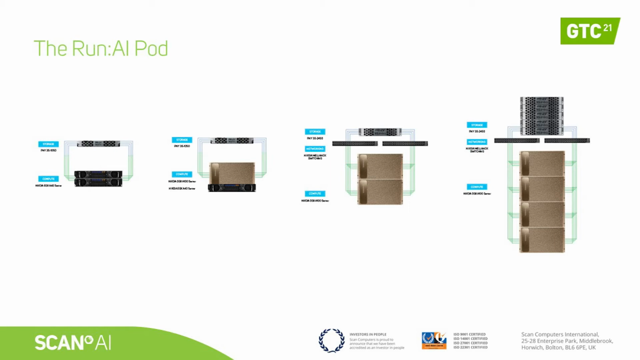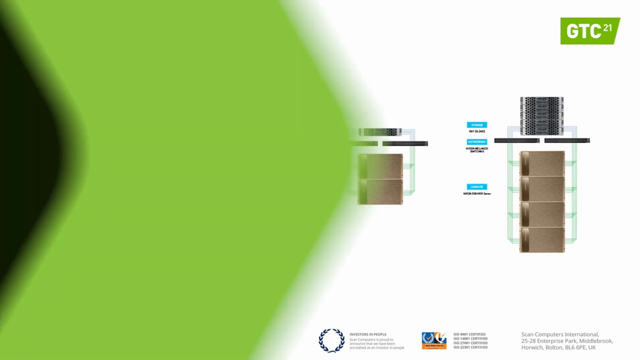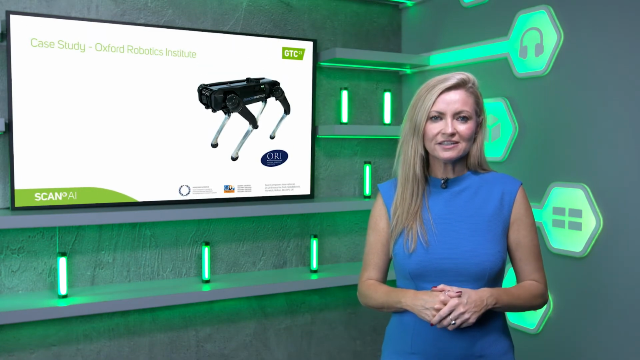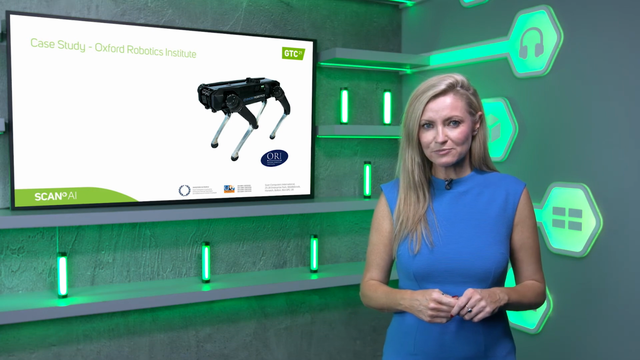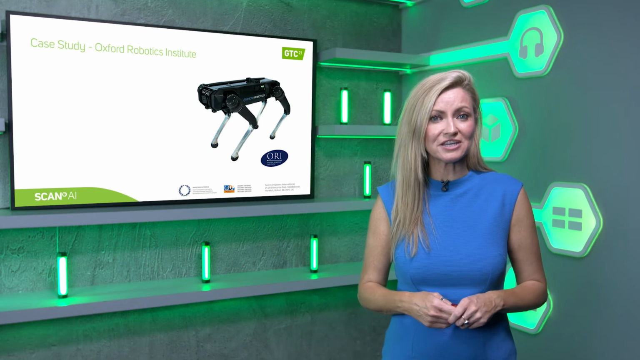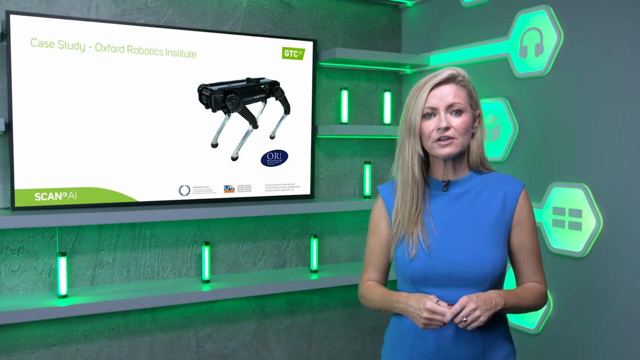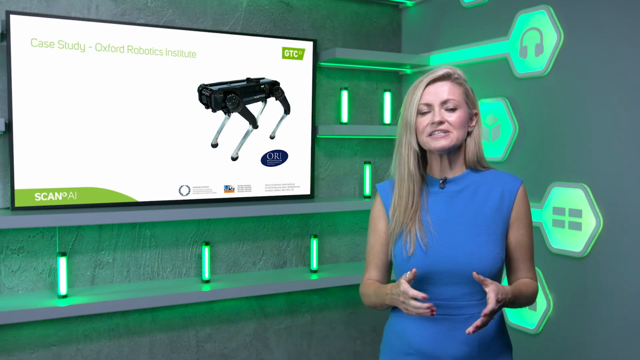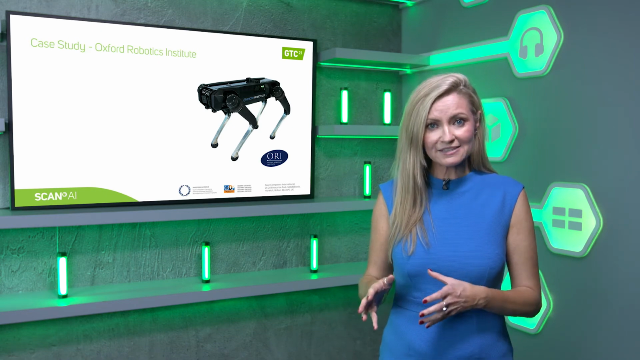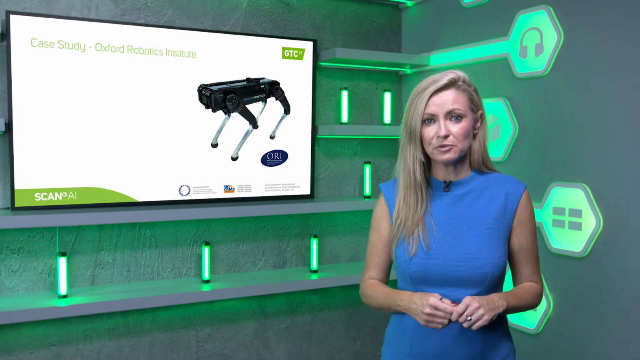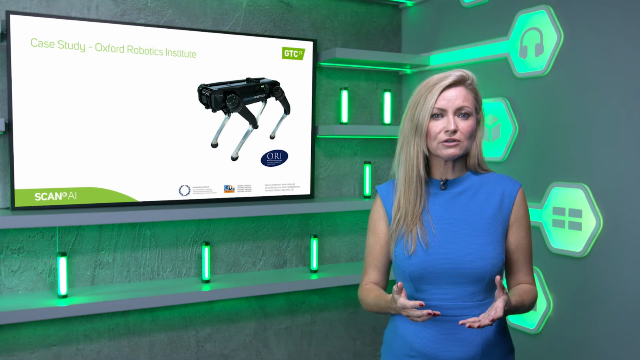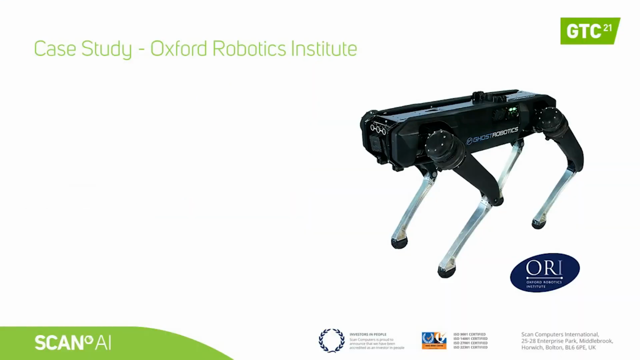So now we've looked at the pods, let's understand them in action. Firstly, we'll look at a case study by the Oxford Robotics Institute. The ORI used a Scan AI pod made up of 48 GPUs installed within multiple EGX and DGX servers, all virtualized with Run AI software. This was hosted in a secure data center to see how the ORI workflows compared to its on-site unvirtualized GPU resource. They were running various workloads relating to robotic control and radar odometry.